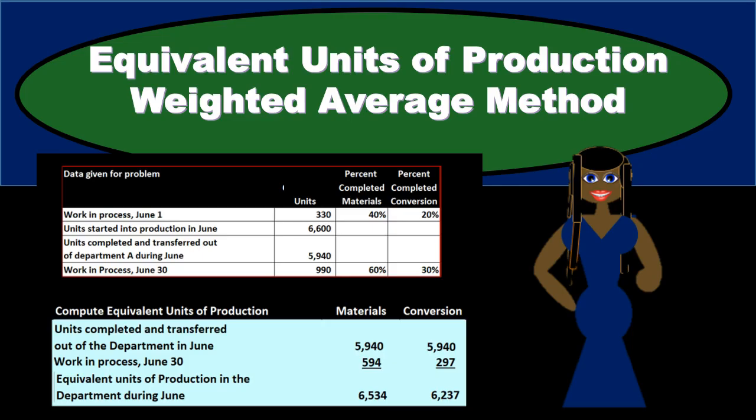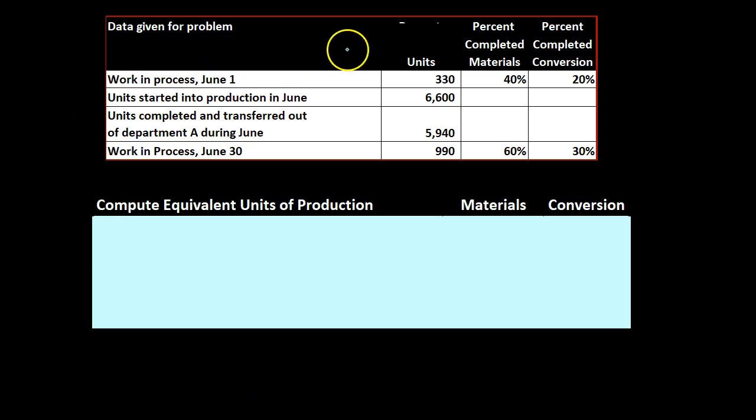In this presentation, we will take a look at equivalent units of production using the weighted average method. This will be our given data. Up top, we have the units, the percent completed materials, and the percent completed conversion. Then we have the work in process as of June 1st, which is going to be the beginning of our time period, the month in this case. Units started into production in June, the units that we then started. Units completed and transferred out of Department A during June. So these are the units that went out. And then the work in process for June 30th. That's what's still going to be in process.